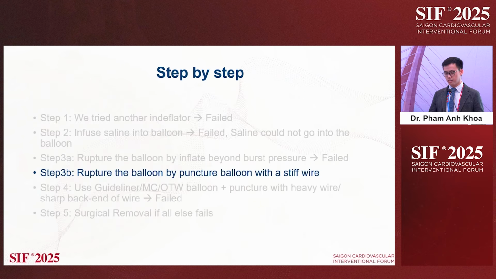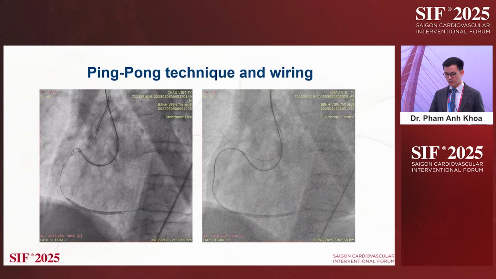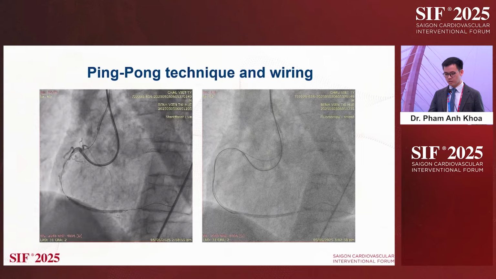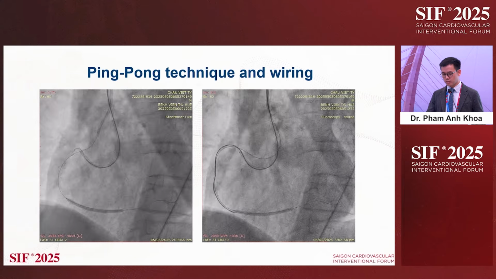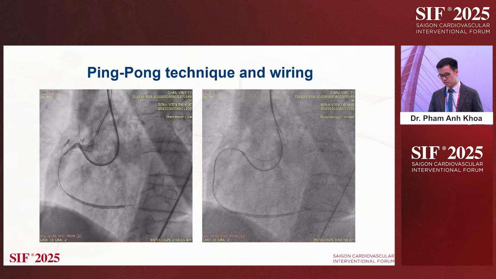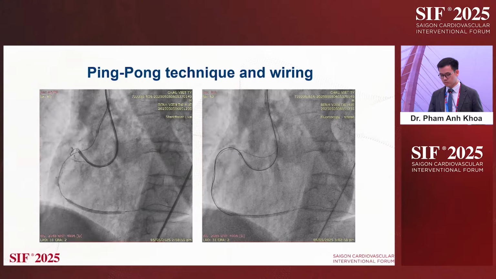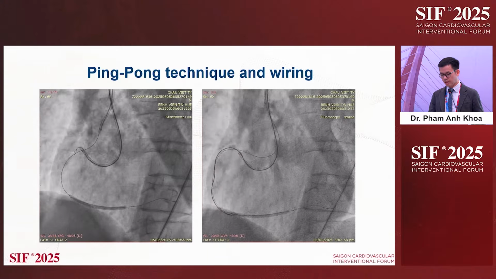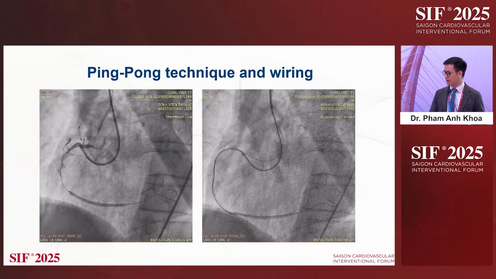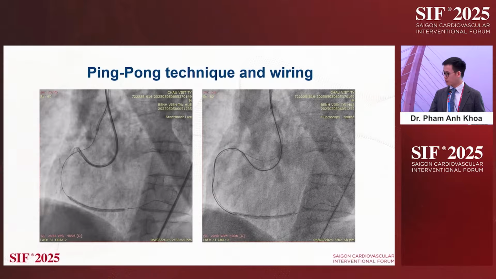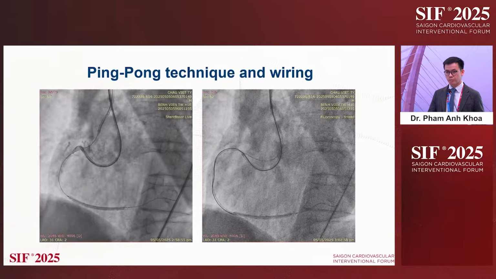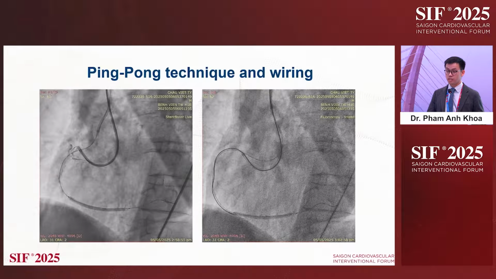And the patient still had chest pain. I changed to another option, the ping pong technique. I used another wire, went in at the proximal end of the balloon, and used the back end of the wire to go into the microcatheter and puncture the balloon. But it still didn't work.